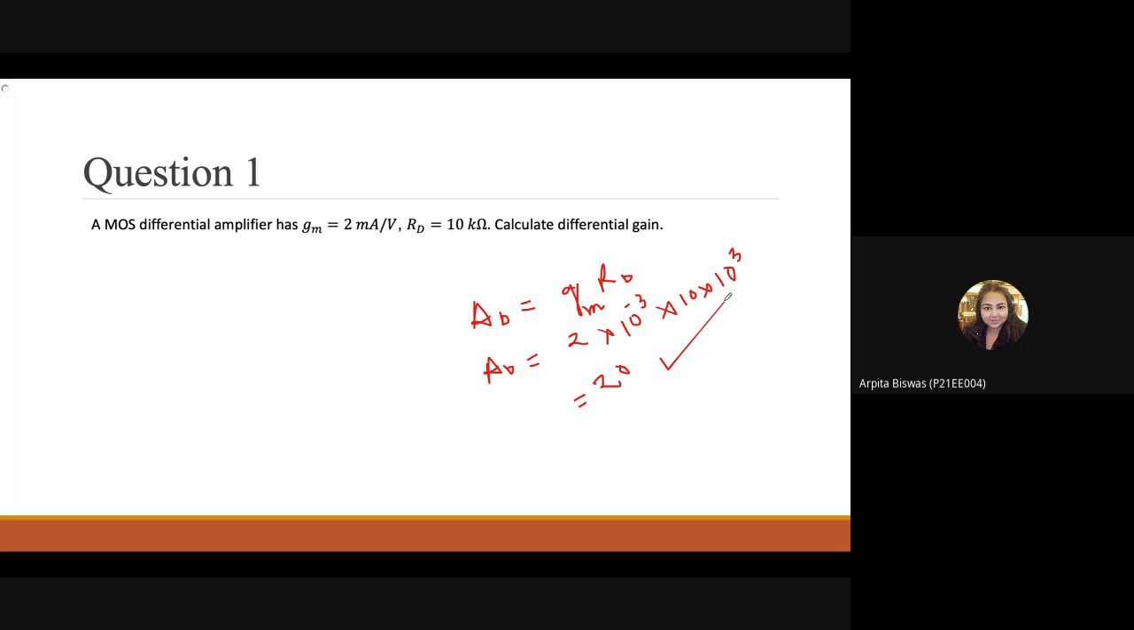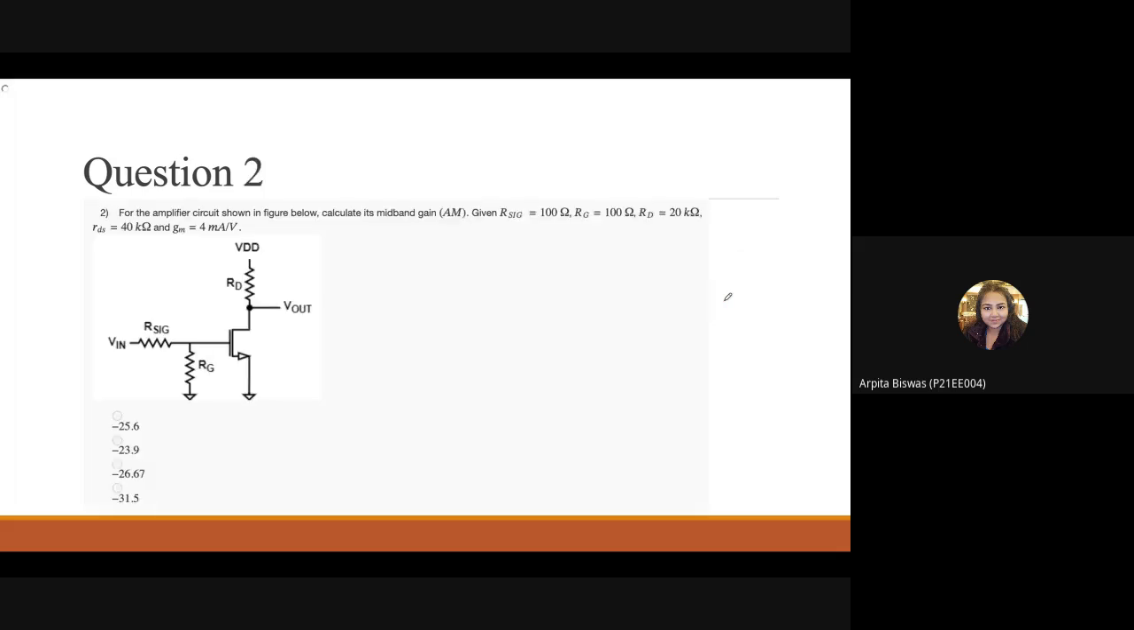Okay, so we are moving towards question number 2. For the amplifier circuit shown in the figure below, calculate the mid-band gain AM. Given is RSIG is 100 ohm and RG is 100 ohm and RD value is 20 kilo ohm, and small rds is equal to 40 kilo ohm, and gm is given as 4 milliamps per volt. So go through the circuit carefully and try to find out the answer. You have to find out the midband gain AM. Okay, please try to solve.